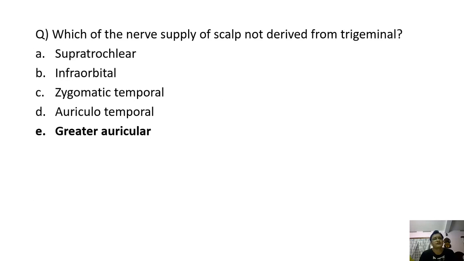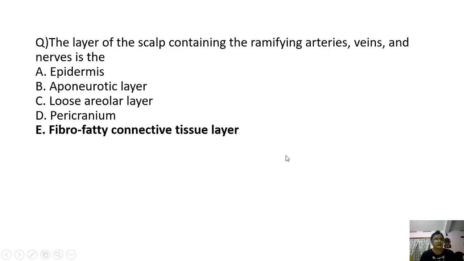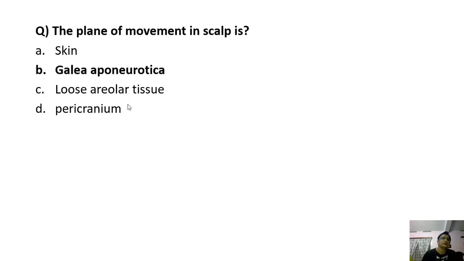Okay, which of the nerve supply of scalp do not derive from trigeminal? So this is the answer, greater auricular. The rest are the branch of trigeminal. The layer of the scalp containing the ramifying arteries, veins and nerves is in which layer actually? So here actually it's given as quite confusing, fibrofatty. The answer is actually connective tissue. Don't get confused with the loose areolar tissue or something others. The plane of movement in scalp is always Galea aponeurotica.